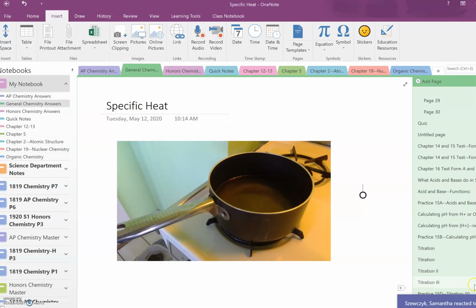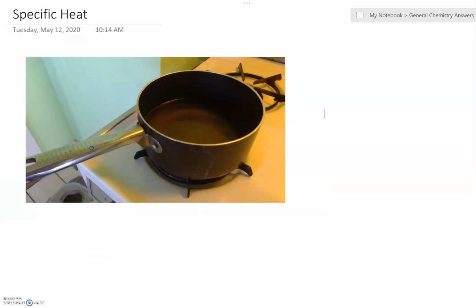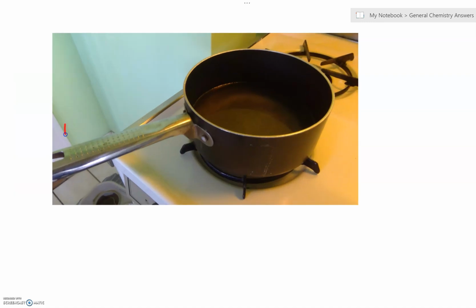Okay, so here is our pot, and we know that this thing is made up of two different parts. Let's get some ink going here. Okay, so this part of our pot, this handle, is aluminum, but the rest of our pot is iron. And these are two very different substances with two very different, what we're going to call specific heats.